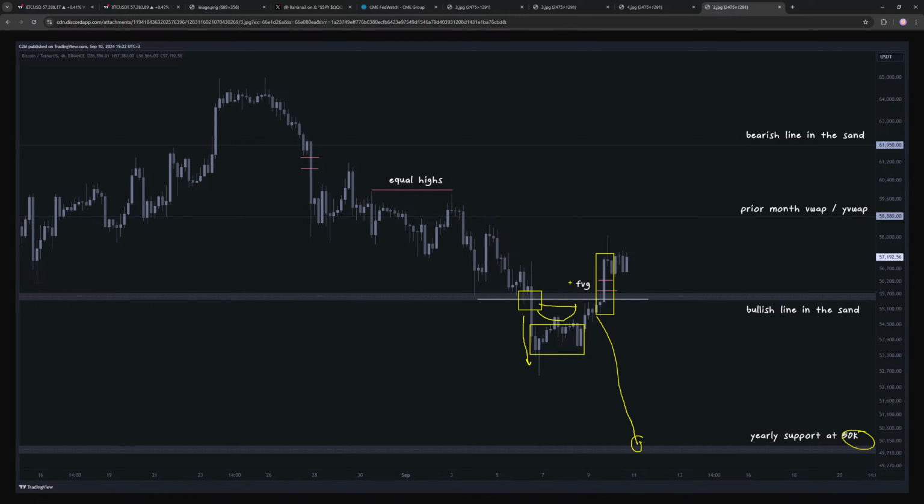We left a fair value gap there, which means that we have a reason to revisit this imbalance, right? Rebalance the inefficiency. And we've got a bunch of poor highs there. We've got another fair value gap there. We've got equal highs here as well. Another fair value gap there. So what I'm thinking is that our bullish line in the sand is this area right there. And the highlighted area is the quarterly developing value area low and the previous month value area low, around 55.7K.